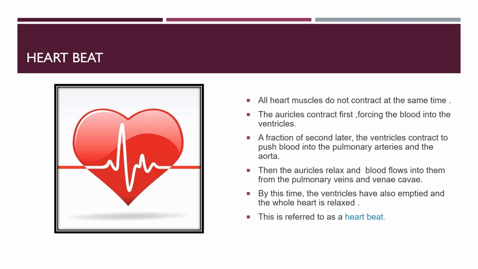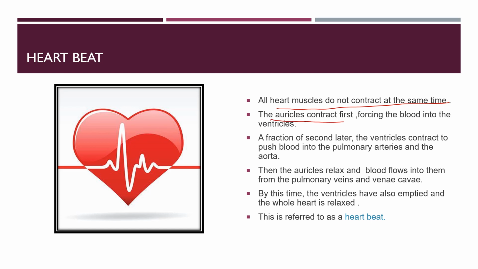So what is the heartbeat? All the heart muscles, meaning the muscles of the auricles and the ventricles, are not contracting all together. There are two phases, systole and diastole: auricular systole, ventricular systole, auricular diastole, and ventricular diastole. So these are the new terms. So what is happening here?